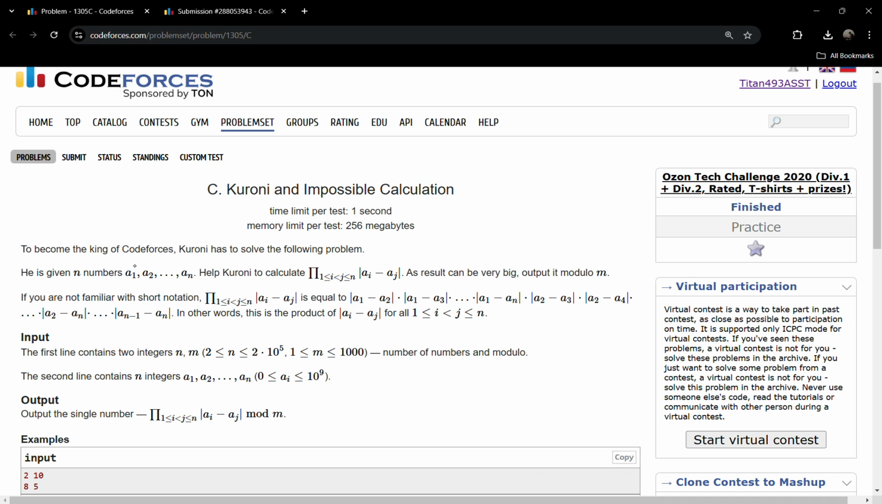The question states that to become the king of Codeforces, Kuroni has to solve the following problem. He is given n numbers, that is, an array of n numbers, and he has to find this cyclic multiplication, where i goes from 1 to n minus 1 and j is bigger than i and goes from 2 to n, of mod of ai minus aj. As the result can be very big, they are saying to output it modulo m.